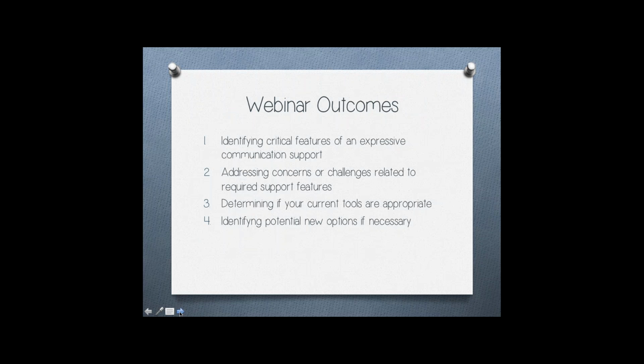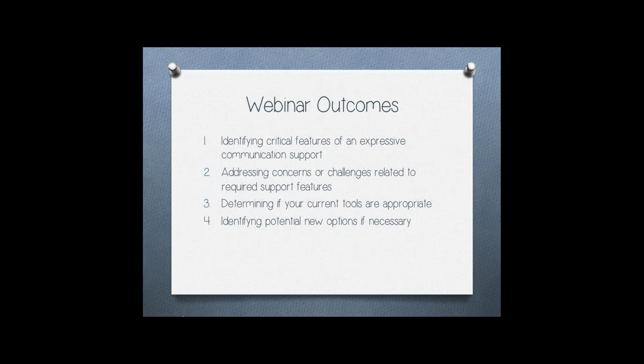Okay, so our outcomes for today include identifying the critical features of an expressive communication support. So that's a support that we intend for the child or the student to use to express themselves. We want to address concerns or challenges related to those features. So when we talk about some of the critical features, you may have questions about, oh dear, I'm not sure how that would look, or this might be a barrier. So I have some sort of Q&A format to help address those.